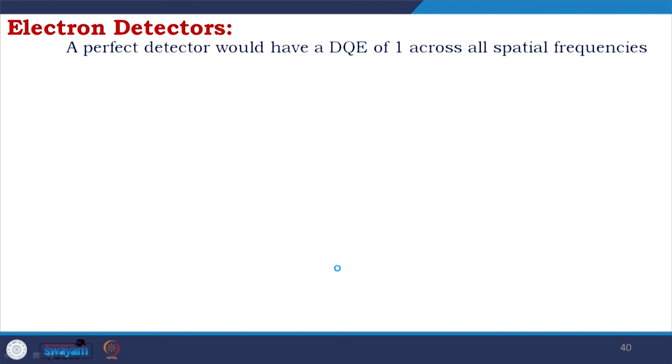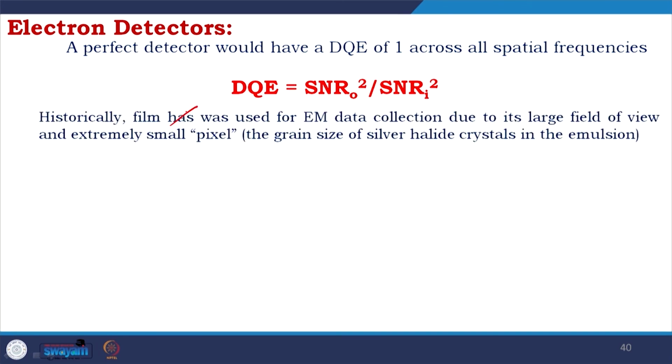So, a perfect detector would have a DQE of 1 across all spatial frequencies, DQE being equal to the ratio of SNRO, the signal to noise of the output squared, over the input squared.